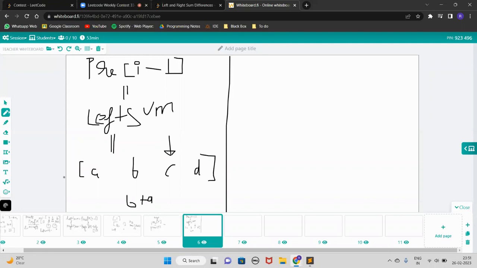And the prefix sum array would look something like this: 0, A plus B plus C, and A plus B plus C plus D. So as we can see, if we find out the prefix sum of I minus 1, then we have found out the left sum of C. The second part is pre of n minus pre of I.